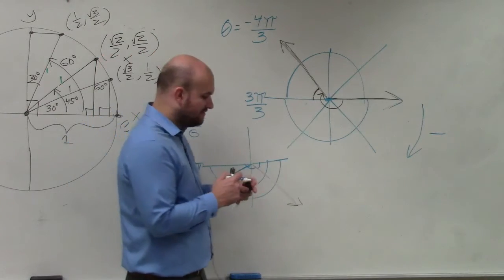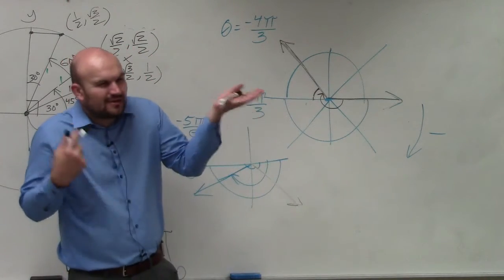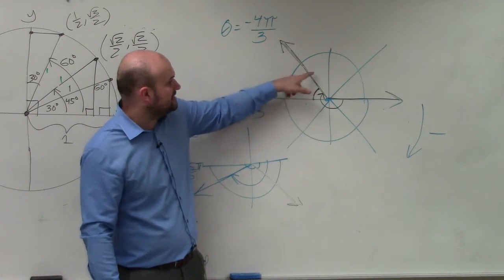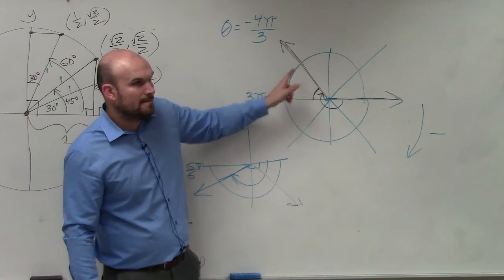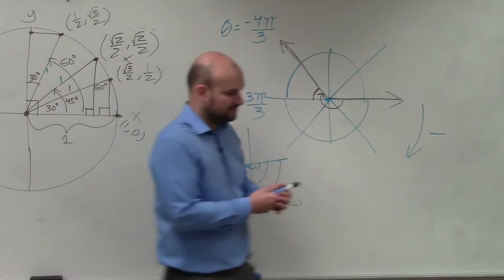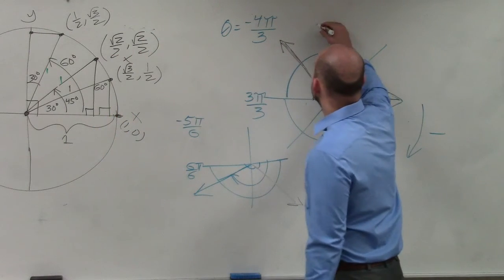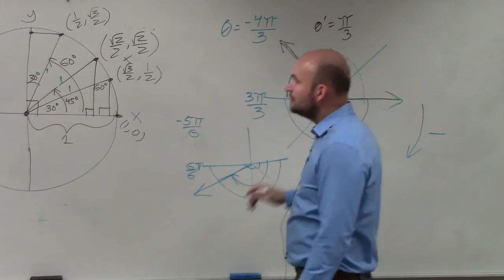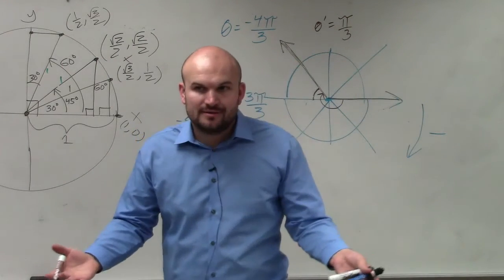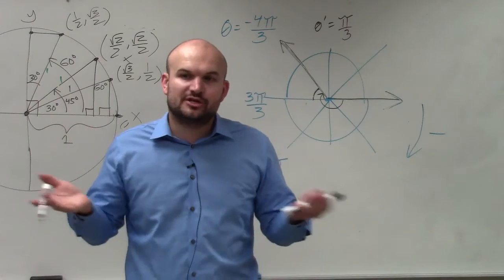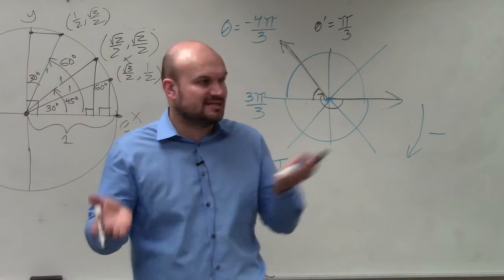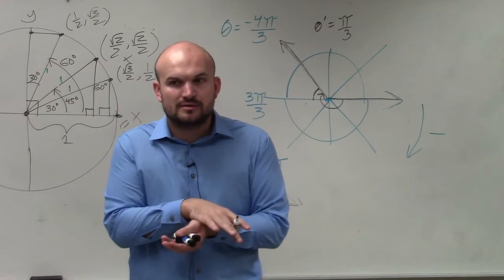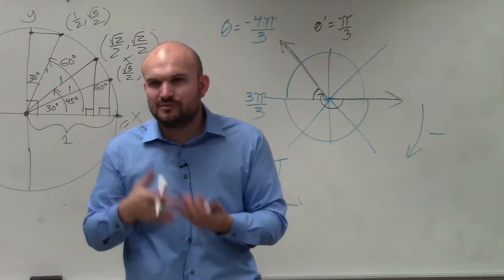Yes. So therefore, I gave you formulas, but I don't really like formulas. Ladies and gentlemen, how far past the x-axis did I go to get to my terminal side? Pi/3. So you'd say theta prime is equal to pi/3. Now, when evaluating, it's OK if you evaluate sine for pi/3 or sine for 60 degrees. It's the same thing. So it really doesn't matter.